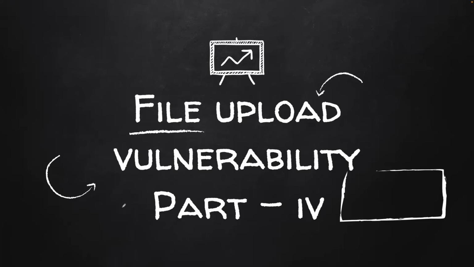This will be part 4 of this file upload vulnerability series, and this is going to be the last part. In the previous parts I already discussed what file upload vulnerability is, what different kinds of filtering are available, like client side filtering and server side filtering, and how we can try to bypass client side filtering as well as server side filtering. In this last part, I'll cover how we can mitigate file upload vulnerability exploitation.